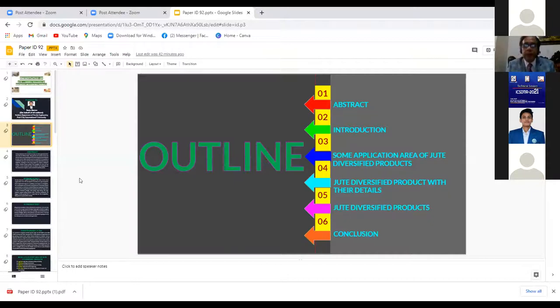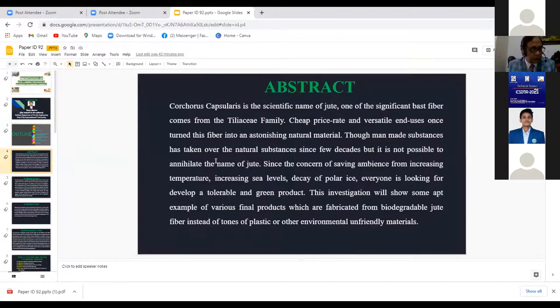Thank you, sir. Natural fibers are biodegradable, non-toxic, energy efficient, and eco-friendly, which reduces the issues of waste disposal seen in the case of synthetic fiber. Corchorus capsularis is the scientific name of jute. It is one of the bast fibers and comes from the Tiliaceae family. This investigation will show some examples of various fine products fabricated from biodegradable jute fiber instead of tons of plastic and other environmentally harmful materials.